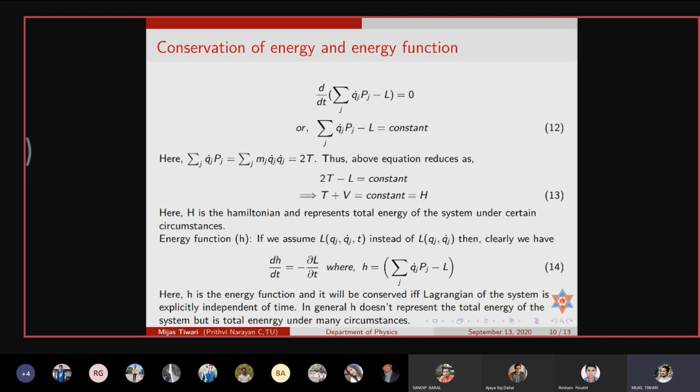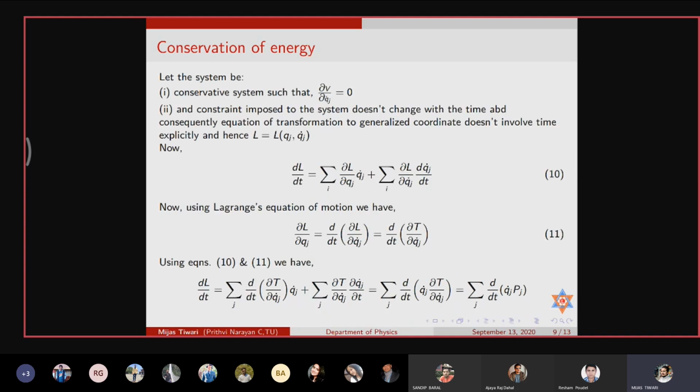If we assume that L is independent of time, then H is in fact the total energy of the system. But if we do not constrain that assumption, then it is an energy function, and it will be conserved if and only if the Lagrangian of the system is explicitly independent of time. That we have already seen while deriving the conservation of energy. Thus, in general, H does not represent the total energy of the system, but is the total energy under many circumstances, which is clearly given in the 'let the system be' section.